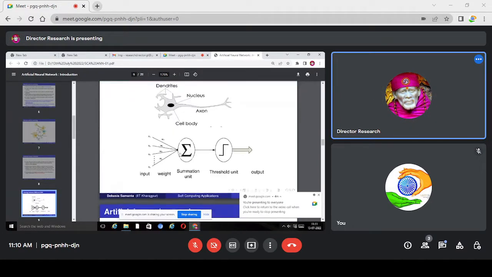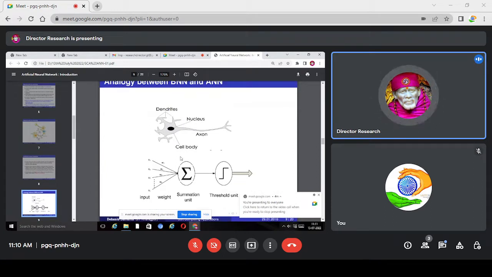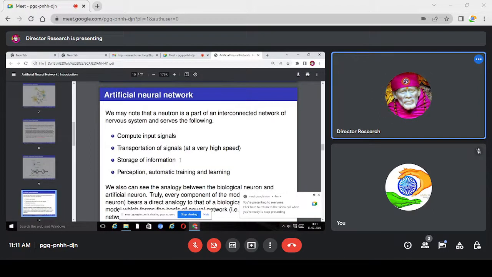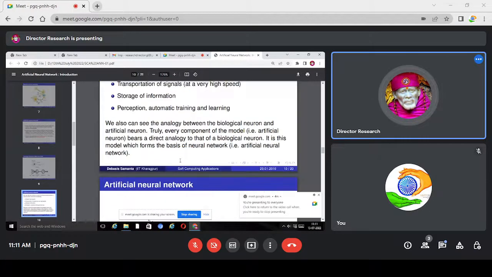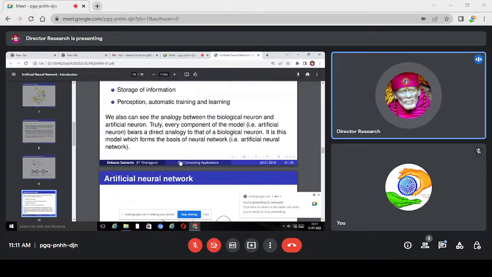Just see the simple analogy: nucleus, axon, cell body, input, weight, summation unit, threshold unit in the artificial neural network. We may note that a neuron is a part of the interconnecting network of the nervous system and serves the following. The first point is computing input signals. Second point is transportation of signals at a very high speed. The third point is storage of information. The fourth point is perception and automatic training and learning. So we also can see the analogy between the biological neuron and the artificial neuron.